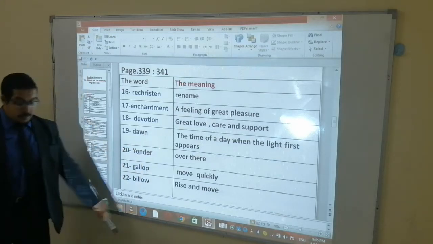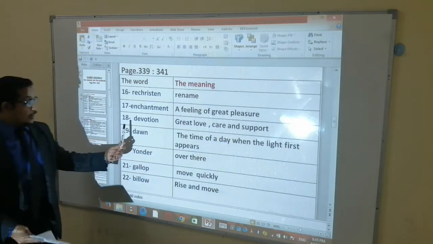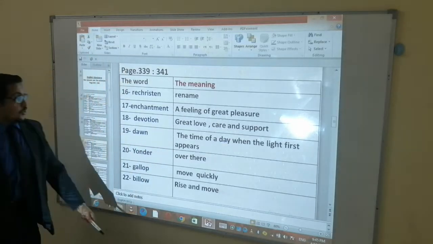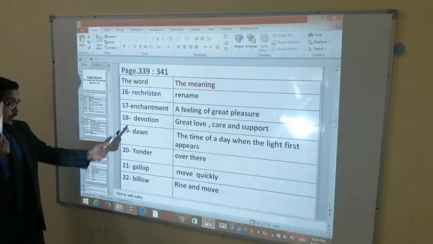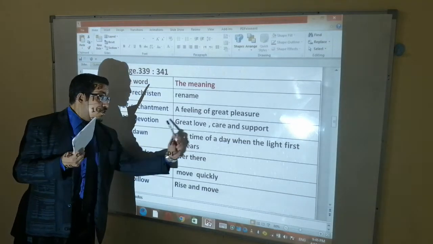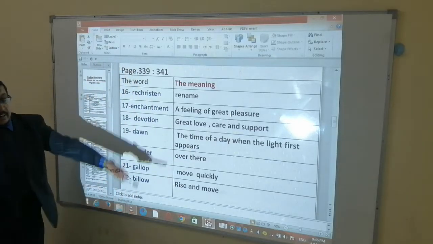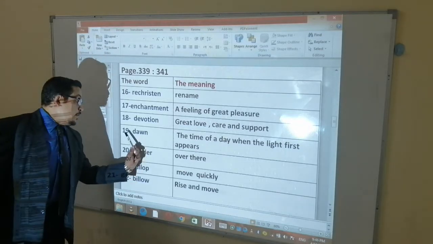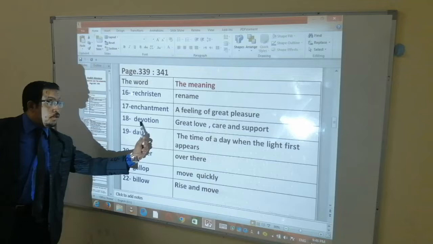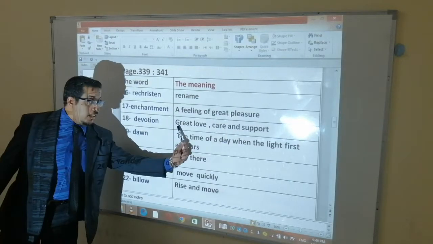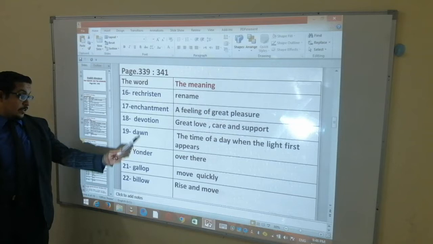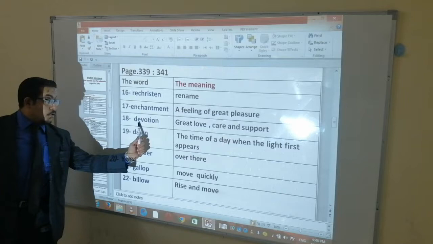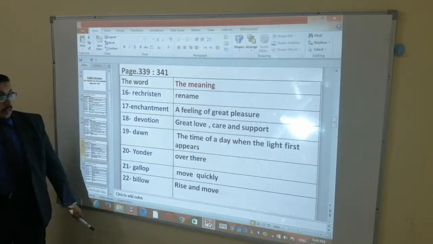Devotion. What does it mean, devotion? Great love or care and support. Can you say it again? Devotion, great love, care, and support. Is that correct pronunciation? Devotion, great love, care, and support.